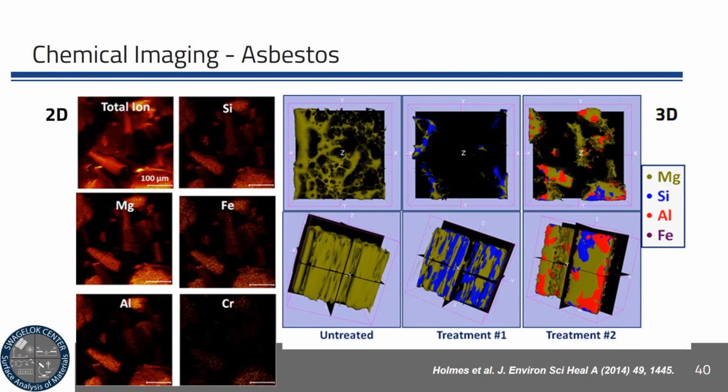Another way is to do a depth profile: analyze, sputter, repeat that cycle, and then you can also generate a 3D image that way. So in this example, the images were acquired without the sputtering.